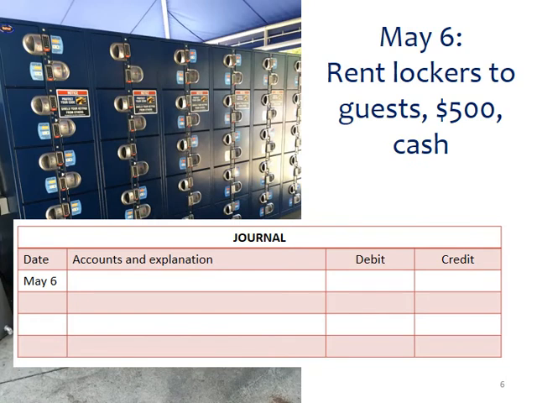Our next transaction happened on May 6th. Cedar Point rented lockers to guests for $500 cash. In this transaction, Cedar Point received cash, so cash will be increasing. Cash is an asset, so we're going to debit cash for $500. We need to credit something for $500. Cedar Point is receiving the $500 for locker rental, which is a form of sales revenue, so we will credit sales revenue. The final step in this journal entry is to write the memo line of record sales revenue from locker rental.